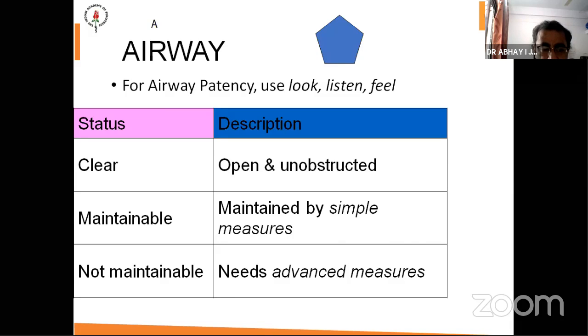There are some conditions where the airway may be clear but not maintainable, or may be maintainable. If maintainable by simple measures like lying on one side, that can help us to maintain the airway.